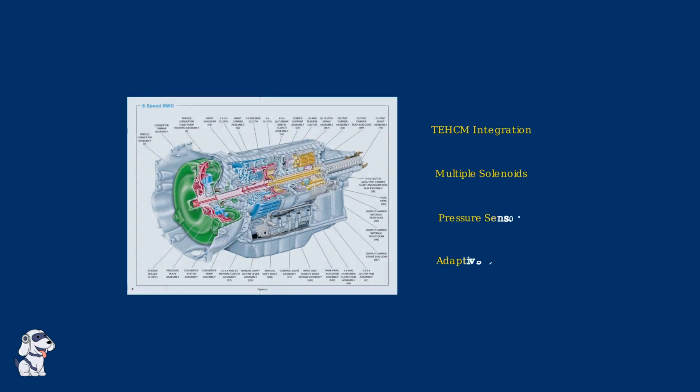The internal complexity becomes even more apparent when we examine a detailed cutaway view of the transmission. This cutaway reveals the intricate integration of electronic and hydraulic systems. The TEHCM must coordinate with multiple solenoids, pressure sensors, and adaptive control algorithms to manage gear changes and torque converter operation. This increasing complexity has profound implications for automotive technicians and repair facilities.